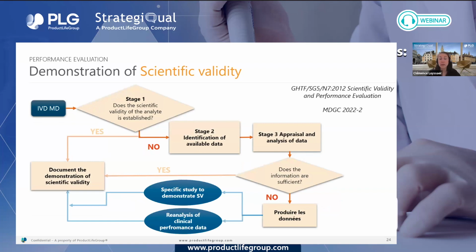When there is no evidence of scientific validity, or when such evidence is deemed insufficient or where the degree of novelty is high, new analytes or new intended uses, it will be necessary to provide scientific justification and generate new or additional data. The manufacturer can determine what additional evidence is required by carrying out a gap analysis. He may then specifically design a study to demonstrate scientific validity, or if clinical performance data are available, he may potentially reanalyze them to provide further evidence of scientific validity.